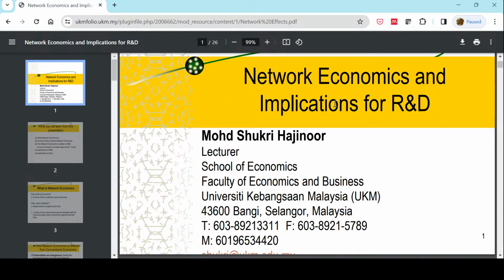We're going to focus on the applications of this network economics. Specifically, again, I repeat, network effects on R&D, because we can apply this to many areas, many issues, many problems. But this one, I want to focus on R&D, research and development.